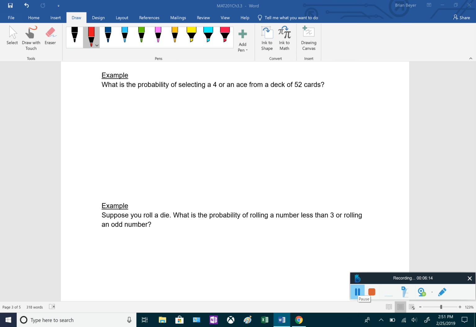So we want the probability of selecting a 4 or an ace from a deck of 52 cards. The giveaway that we're using the addition rule is the word "or". So we want the probability of a 4 or an ace. Based on the formula, it's the probability of a 4 plus the probability of an ace minus the probability of a 4 and an ace.